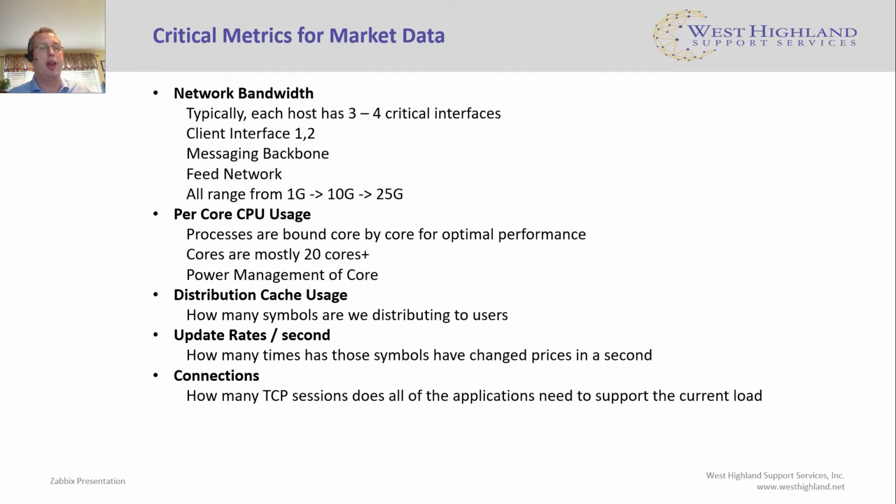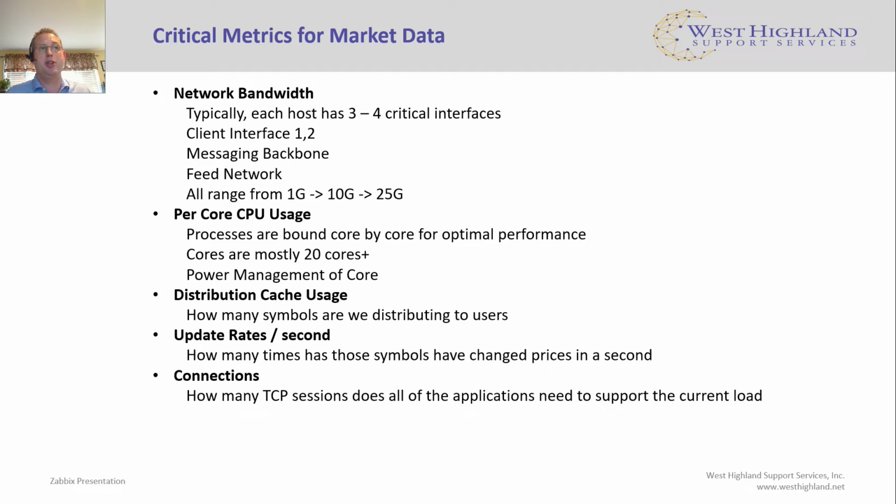Network bandwidth, number one metric by far. I could be looking at thousands of different metrics, but I always look at the network bandwidth first, because it tells me the most about what's going on. Every box has 3 to 4 network interfaces. Either a client-side interface that has 1 or 2 of them, a messaging backbone, or a feed network, and all these networks range anywhere from 1 gig all the way up to 25 gig.